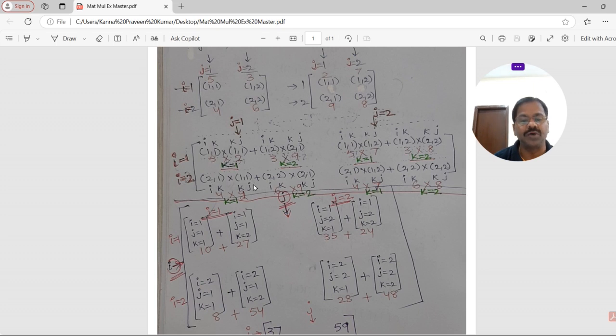Second row, na? I is 2. This is the first column. You see here j is 1, j is 1. Second row, that means I is 2. First column, j is 1. Here k is 1, here k is 2.